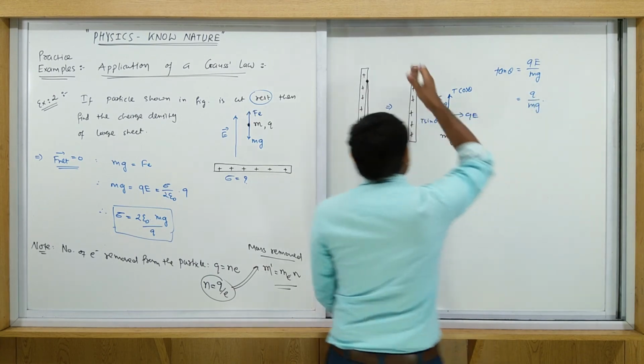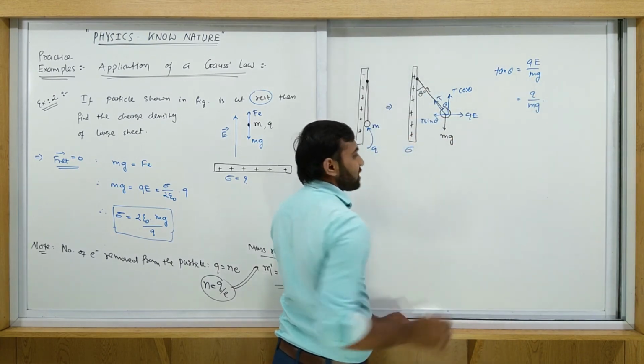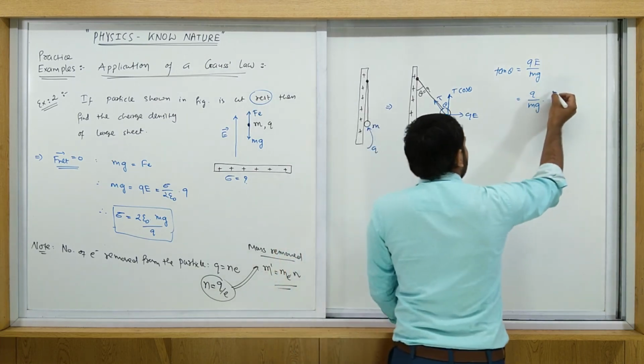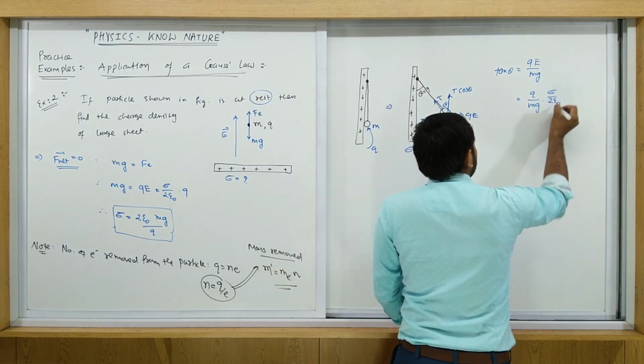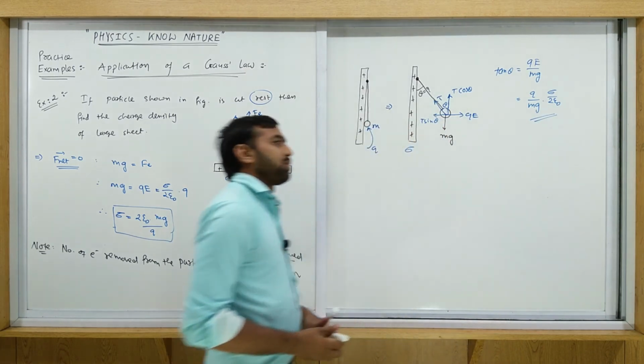What is E due to this plate? If this charge density is sigma, then E is equal to sigma upon 2 epsilon. You can be asked such questions also.